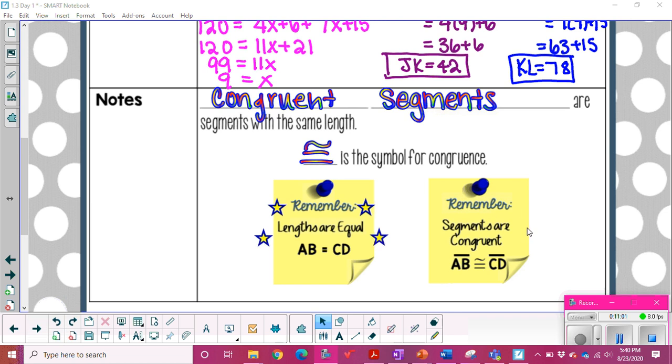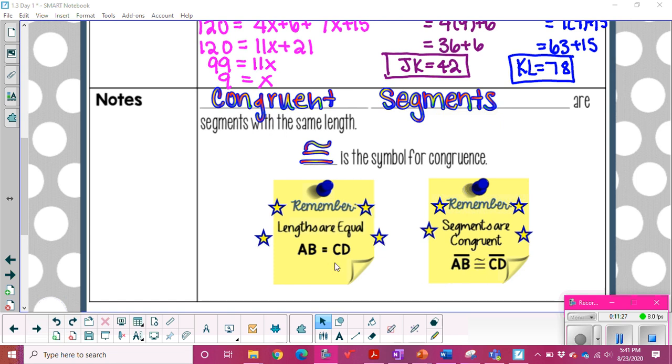Now segments are congruent. Remember this too. Segment AB is congruent to segment CD. That means that these two segments have the same length. If AB is 4 inches, that means CD is 4 inches. They have the same length. Lengths are equal, segments are congruent. This is what this means.